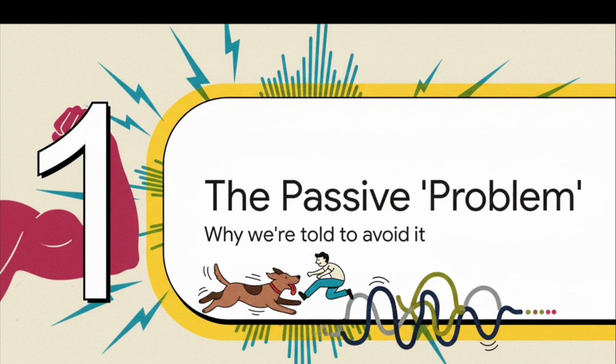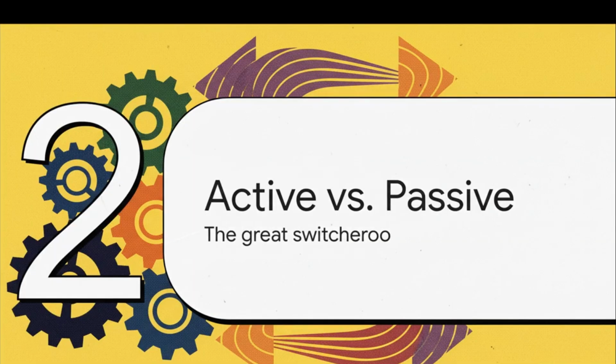Okay, so first up, why does the passive voice get such a bad rap? Well, it's mostly because its counterpart, the active voice, is just so direct and full of energy. I mean, think about it. The dog bit the man. It's short, it's punchy, it gets right to the point. Passive sentences can sometimes feel a little weaker or more roundabout, and that's why teachers often tell us to stay away from them.